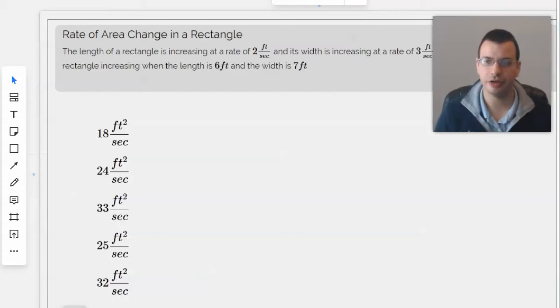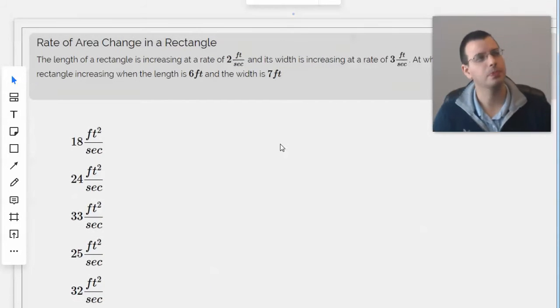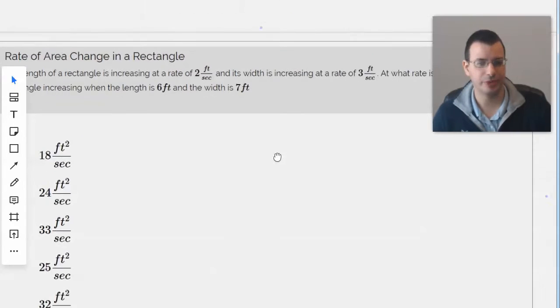The length of a rectangle is increasing at a rate of 2 feet per second. That's a quickly expanding rectangle. And its width is increasing by 3 feet per second.